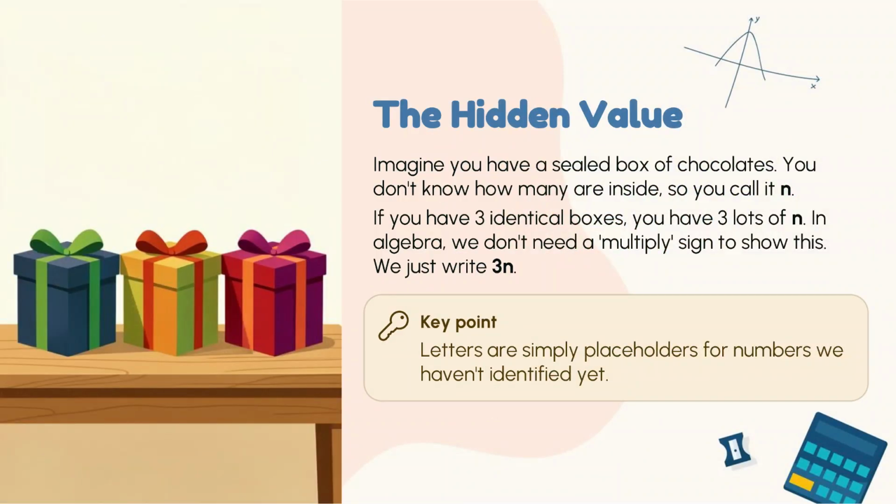Imagine you have a sealed box of chocolates. You do not know how many chocolates are inside, so you call that unknown number n. The letter n is acting as a placeholder for a number we do not know yet. Now imagine you have 3 identical boxes. That means you have 3 lots of n. In algebra, we do not need to write a multiplication sign. We simply write 3n. So 3n means 3 times n. The key idea is that letters in algebra are simply placeholders for numbers.